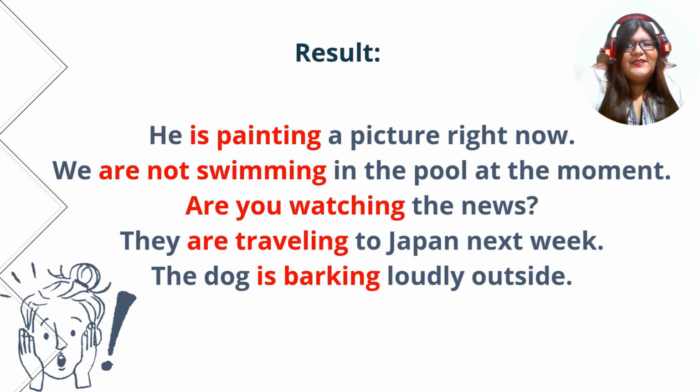So let's see. He is painting a picture right now. We are not swimming in the pool at the moment. Are you watching the news? They are traveling to Japan next week. The dog is barking loudly outside. You see, if you pay attention to the details, we just added the verb be and then we transformed the verb with ing. We just added ing.